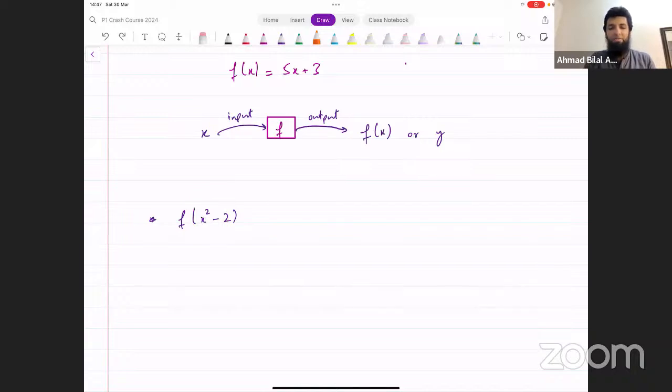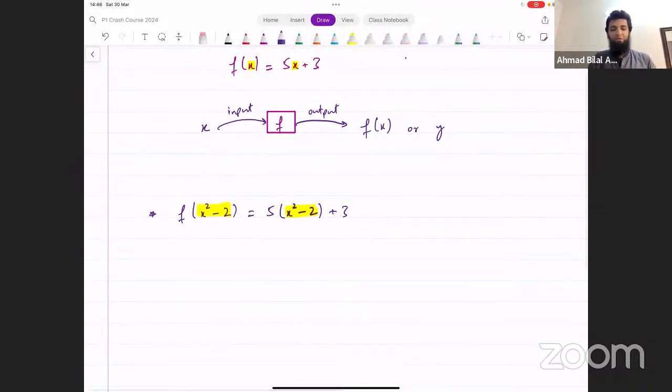Now, how would you evaluate something like this? F of x was equal to 5x plus 3. So if you had x as the input, the result was 5 into x plus 3. If you have x squared minus 2 as the input, what happens is x is replaced by x squared minus 2. So this expression would look like this: 5 multiplied by, wherever you have x in the function, you replace that with x squared minus 2. So it becomes 5 into x squared minus 2 plus 3. This is how you would evaluate a function like this, f of x squared minus 2.